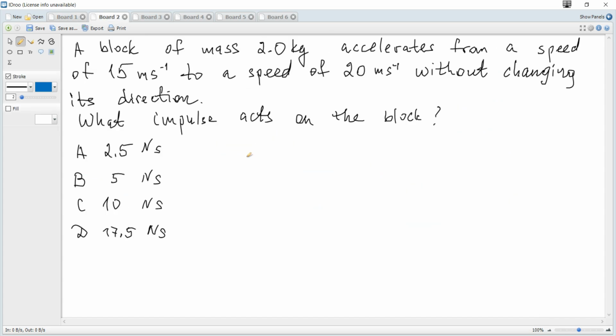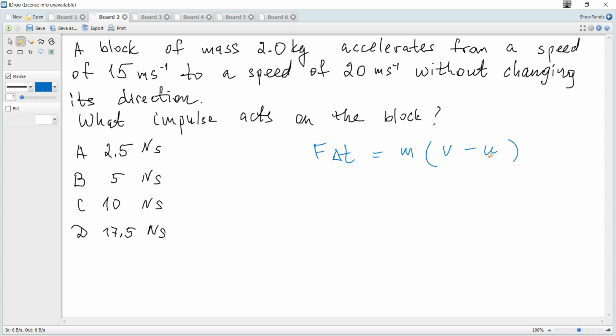The next. A block of mass 2 kilograms accelerates from a speed of 15 meters per second to a speed of 20 meters per second without changing its direction. What impulse acts on the block? First of all, what is impulse? By definition, it's force times time, and it is equal to change in momentum, delta mv after minus mv before.